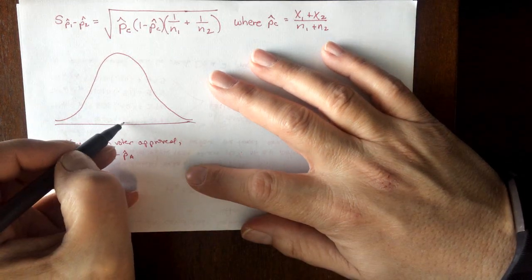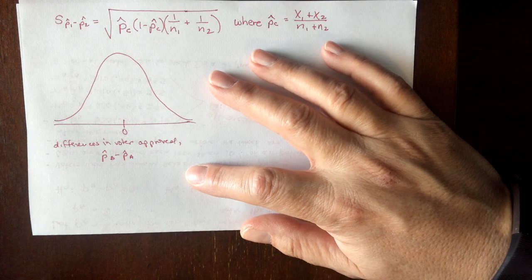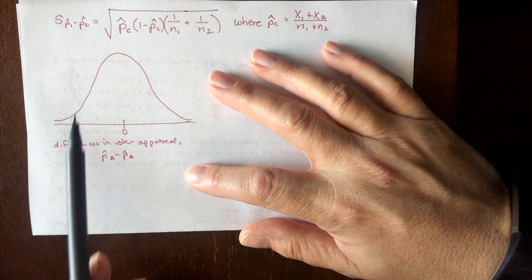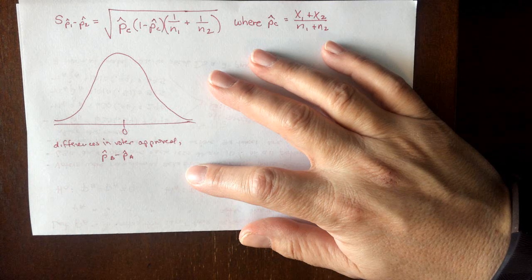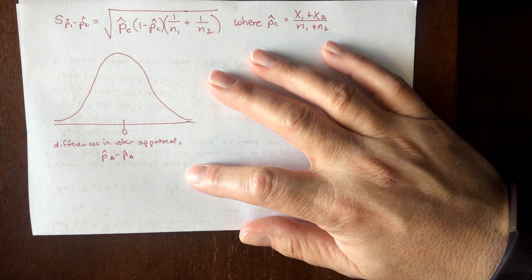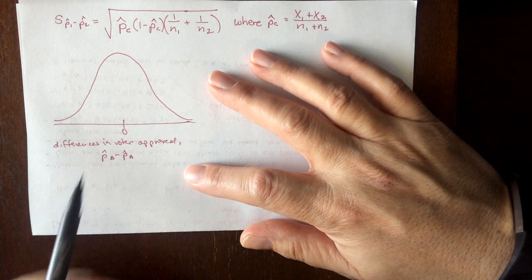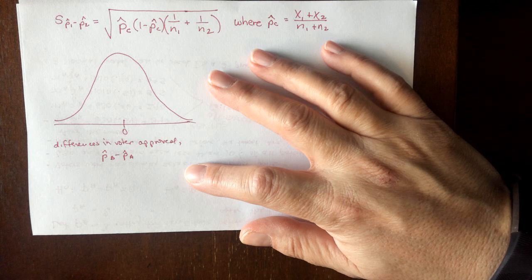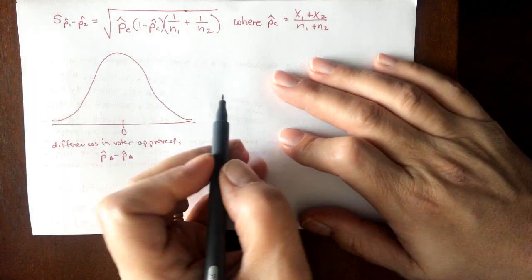And in a perfect world where the null is true, that difference is 0. So that's that PB minus PA equals 0 from the null hypothesis. In a 2 proportion z-test, that's always our argument. This center is always 0. Okay, we need to know where the actual observed difference is, and the observed difference is going to be found using a z-score formula. So let's do a z-score.